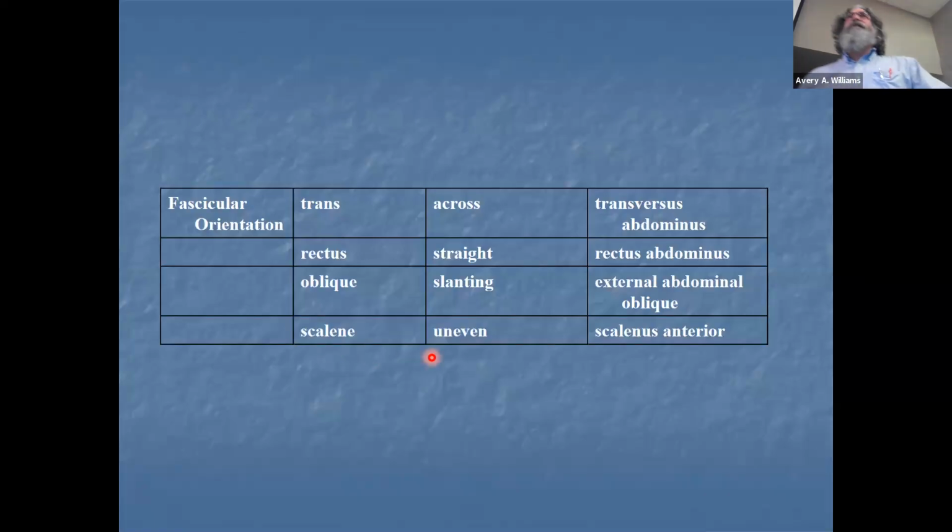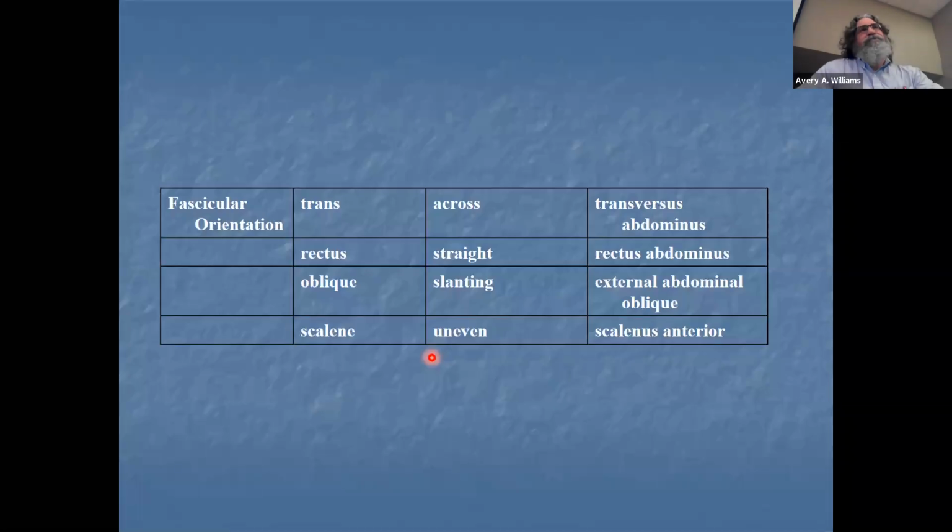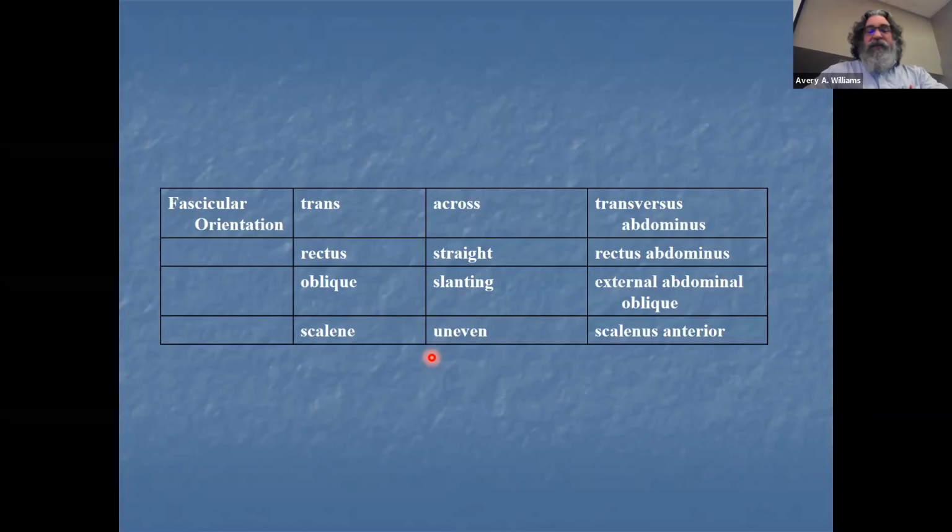Then just one more term to add, scalene. The word scalene means uneven. So what does that mean? You know what I picture every time I think of scalene?